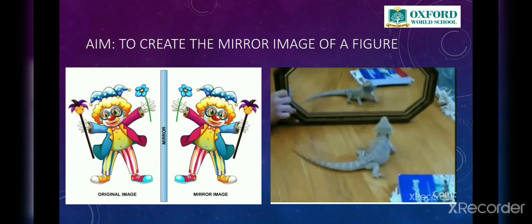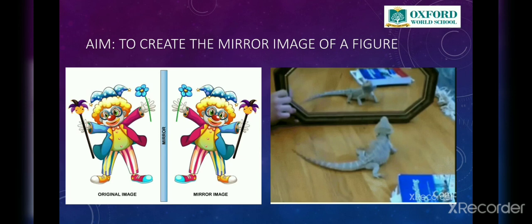Similarly, on the left hand side you can see the clown. There is a mirror placed in front of the clown, and you can see the difference between the original image and the mirror image. So the only difference between the original image and the mirror image is that it is flipped along the mirror line or the line of symmetry.